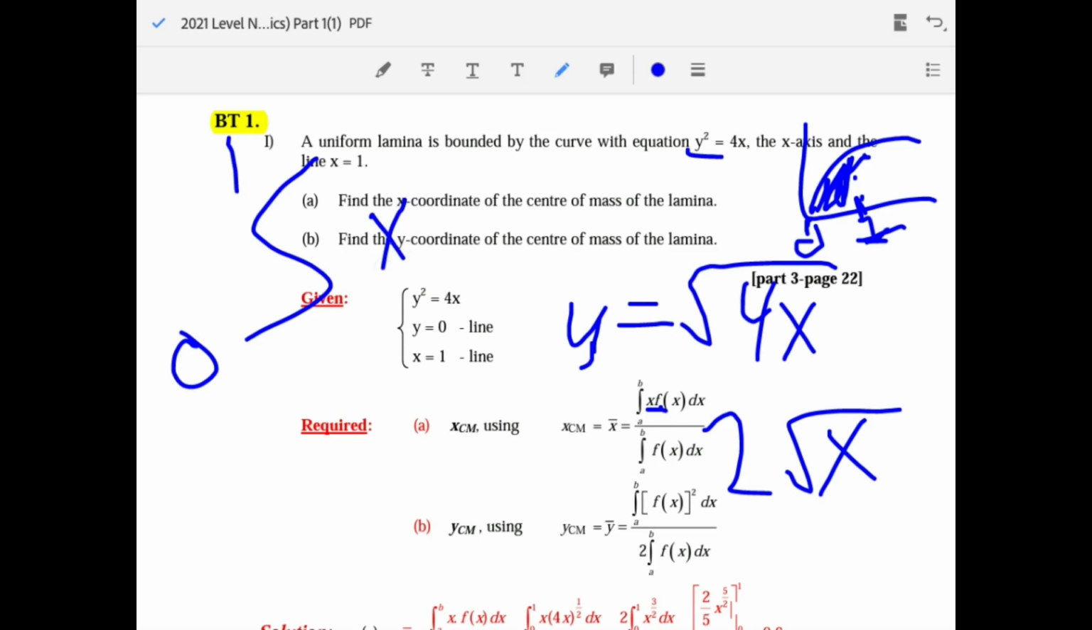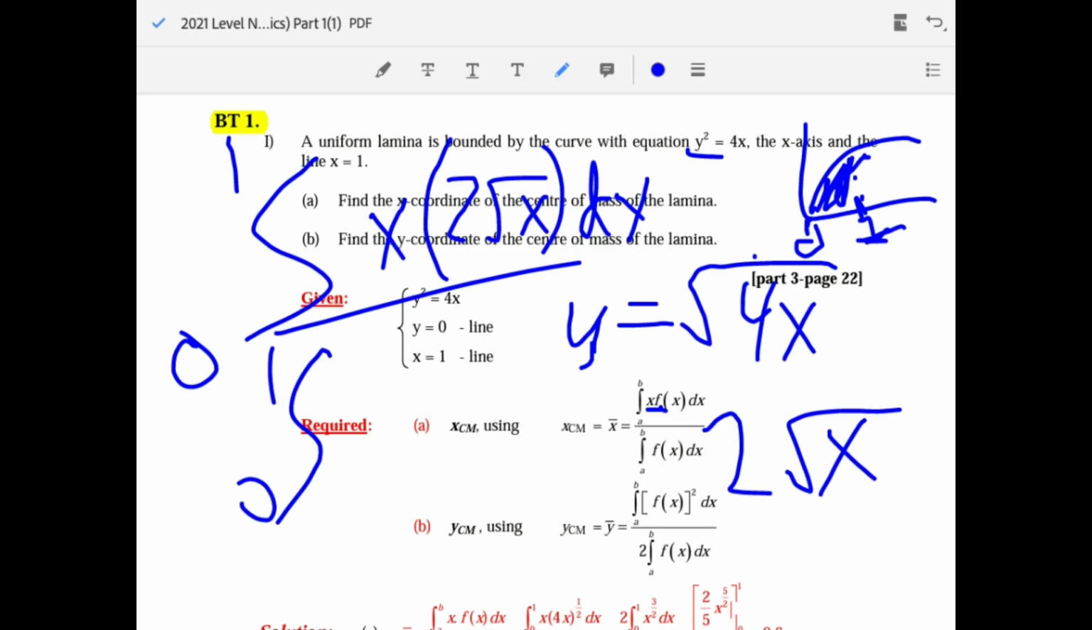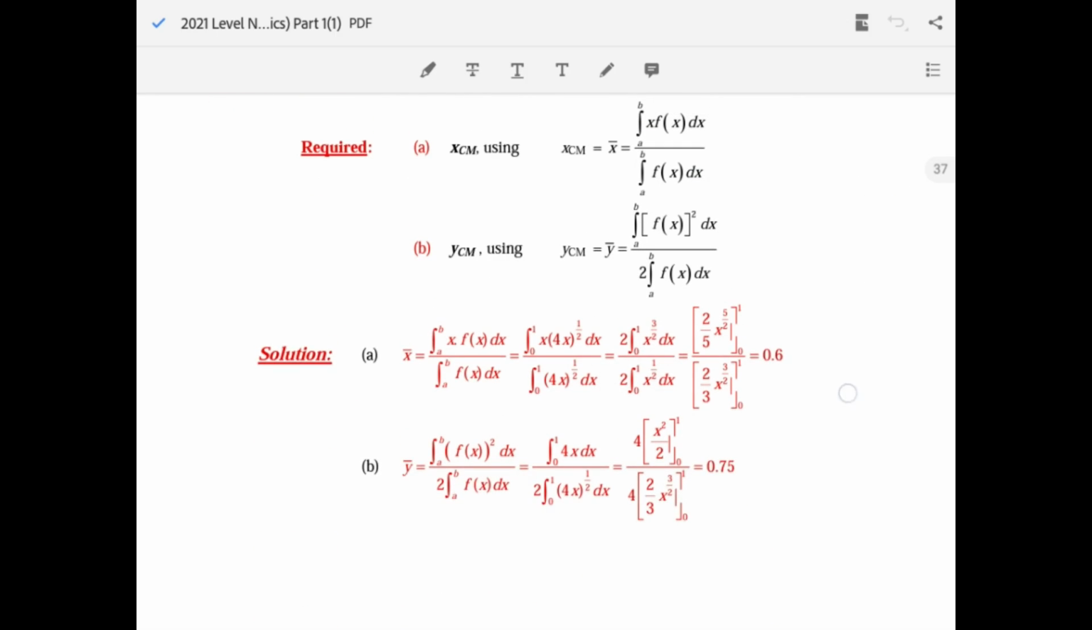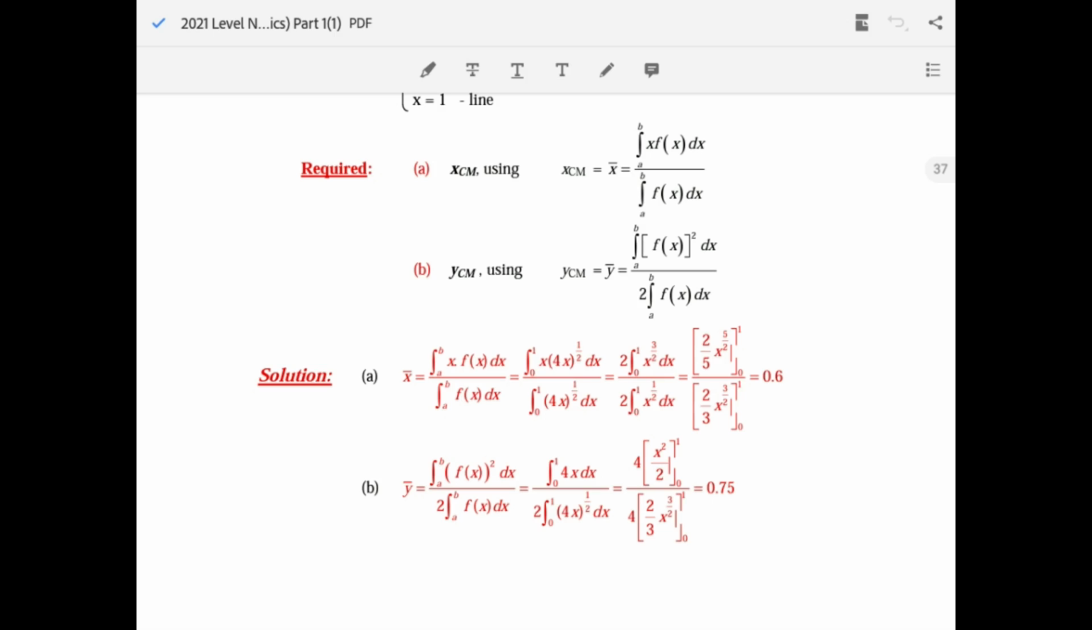So from 0 to 1, x times f of x, so 2 root x, dx over integral 0 to 1 of 2 root x dx. I'm going to put that in the calculator or solve it like we did in math, and you get the answer over there, 0.6.